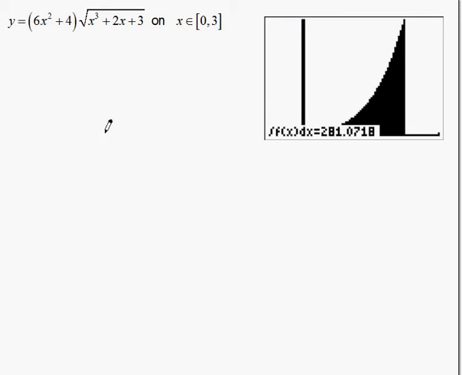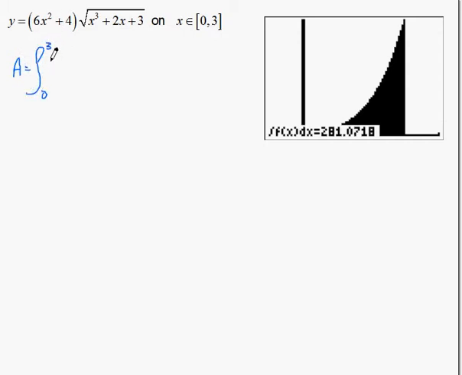In this next example, we're asked to find the area under this curve between 0 and 3. Again, the graph from our graphing calculator. In this case, we've had to adjust the window to go from 0 to 4 on the x-axis and from 0 up to 350 in the y-axis. So this is the shape we get. We shade beneath the curve to the x-axis. We find the answer should be approximately 281.